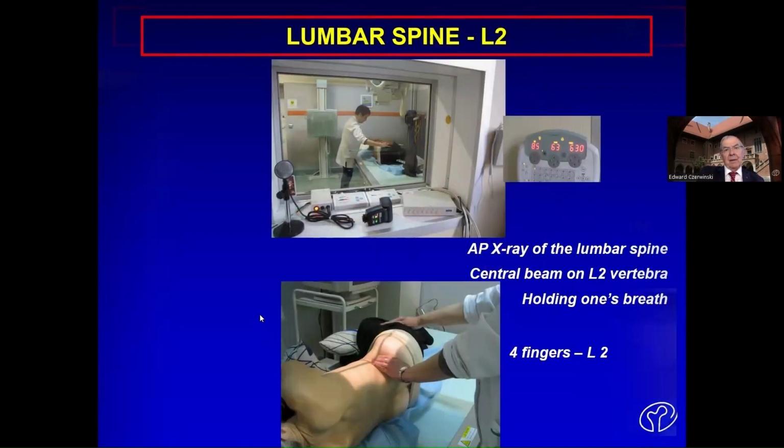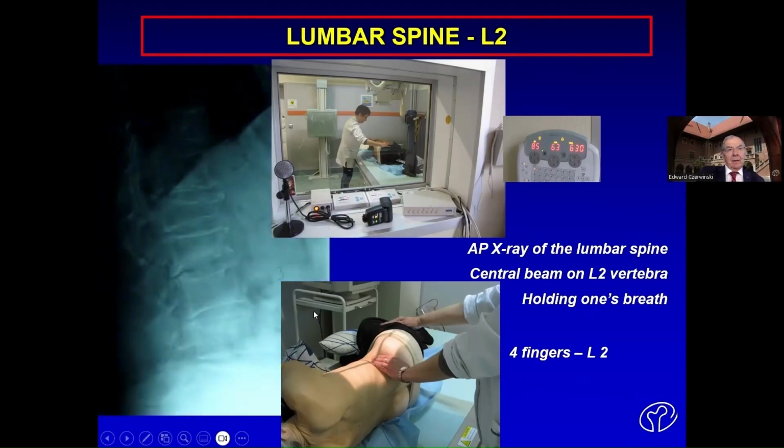The same positioning for the lumbar spine is also difficult. We centralize the X-ray beam on L2 and ask the patient to hold their breath. It means we can find it 2 fingers above the rim of the pelvis.